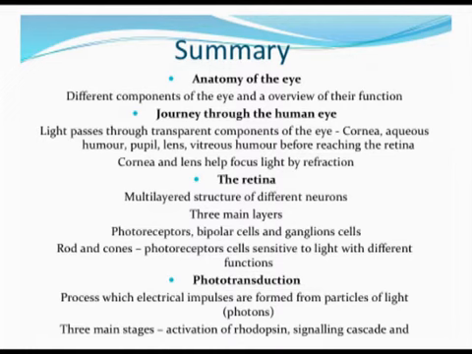So finally, just some summary points of what we've covered today. We've covered the anatomy of the eye, so the various structures within the eye and what they do. We've talked about the journey through the human eye and the different structures that light has to pass through in order to reach the retina, the photographic plate at the back of the eye. We've also talked about the retina, a multi-layer structure of nerve cells which contain the photoreceptor cells, the rods and cones, which are the light sensing cells. And then we've covered the process of phototransduction in three main stages: activation of the visual pigment rhodopsin, the signal transduction cascade, and finally hyperpolarization of the photoreceptor cell.